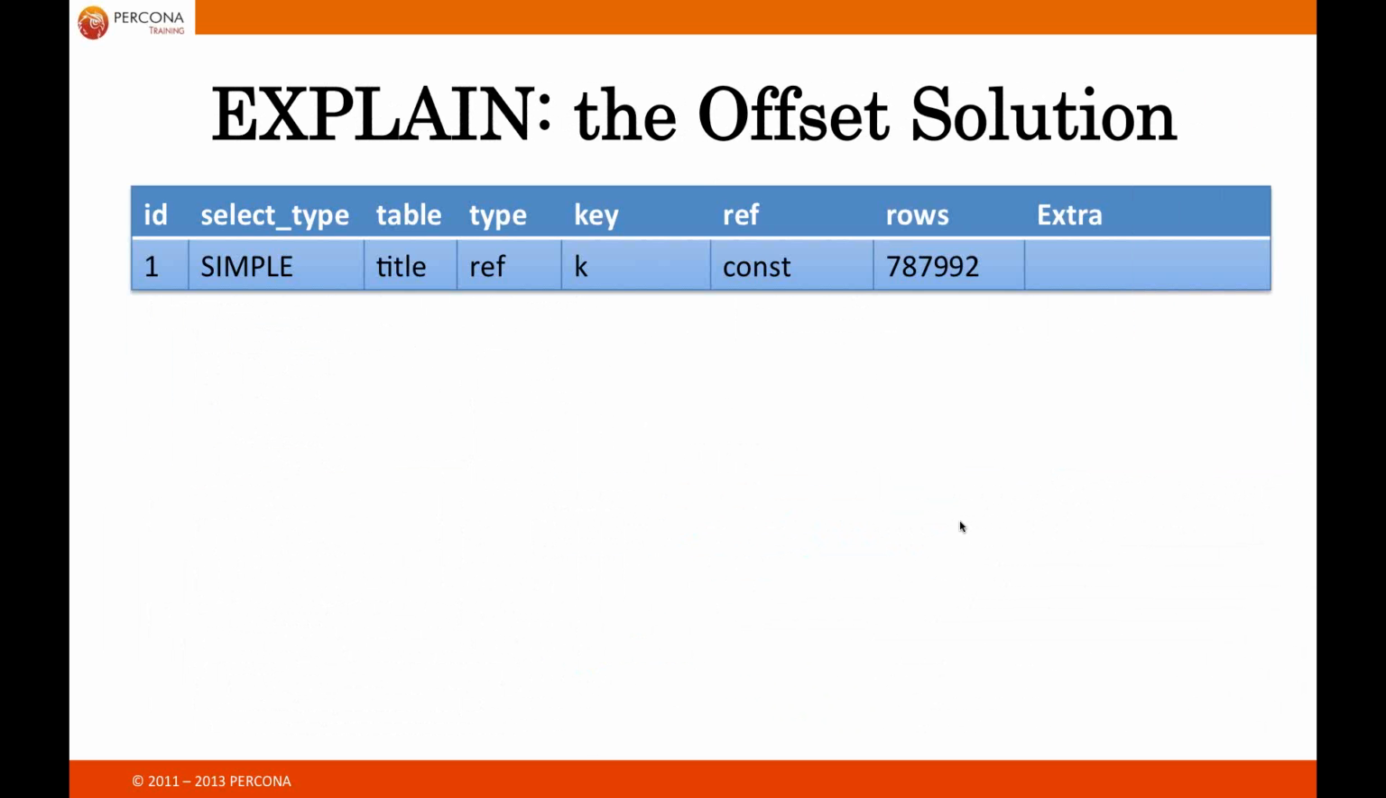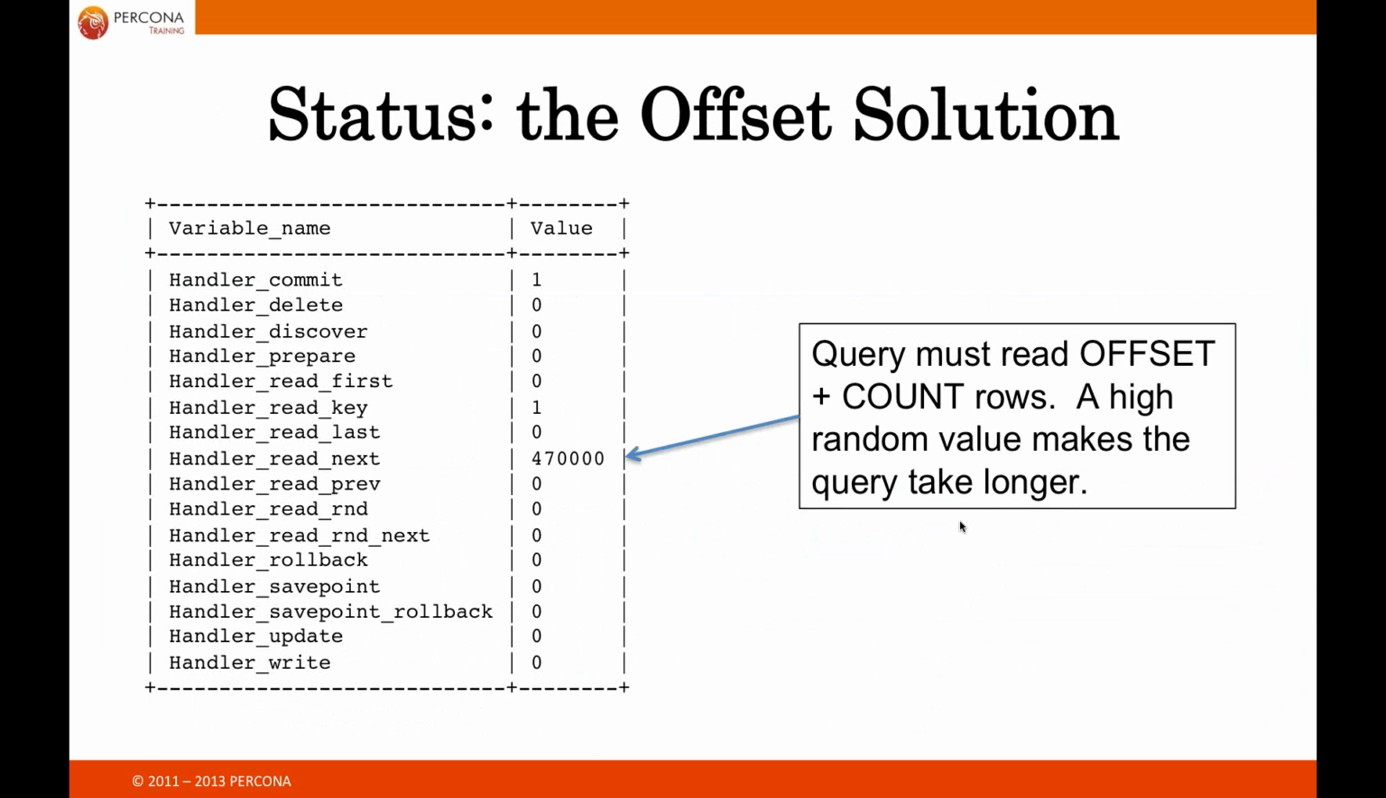And the offset solution shows it's simply having to read a potentially high number of rows. The estimate here is sort of a worst-case scenario that Explain is showing you. It may have to search all the way to the end to find that. I did an example query where I simulated a random value which happened to be pretty high. I chose 470,000, and therefore the status will actually show you it had to read through 470,000 rows in order to read past the offset plus count. The higher the random value, the worse it gets. But you could be lucky and you could get a low random value. The point is it's a highly variable performance.